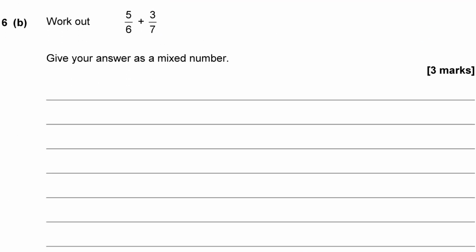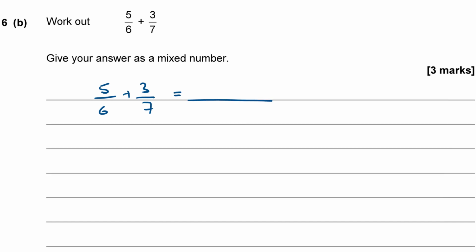Question 6b. Work out 5/6 plus 3/7. Okay, we've got fraction addition here. Now you notice my denominators are different. So if we want to add these fractions together, the first thing we need to do is find a common denominator of 6 and 7.